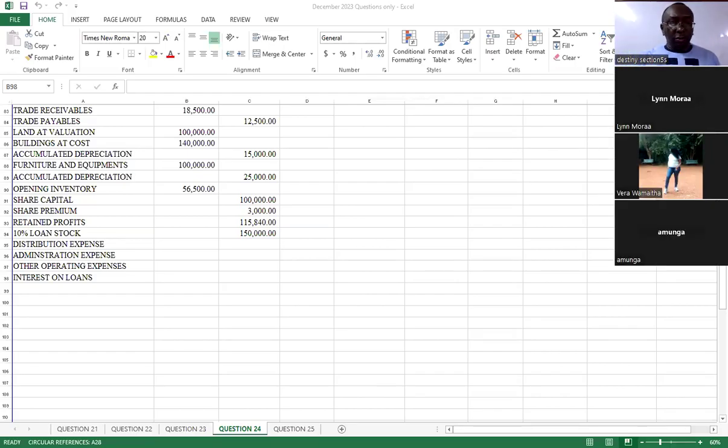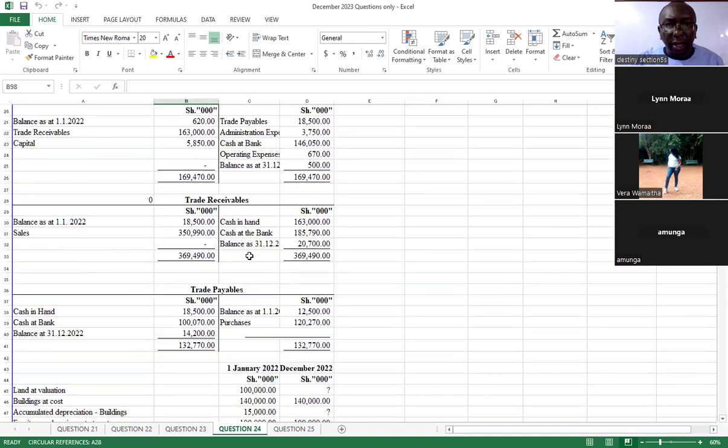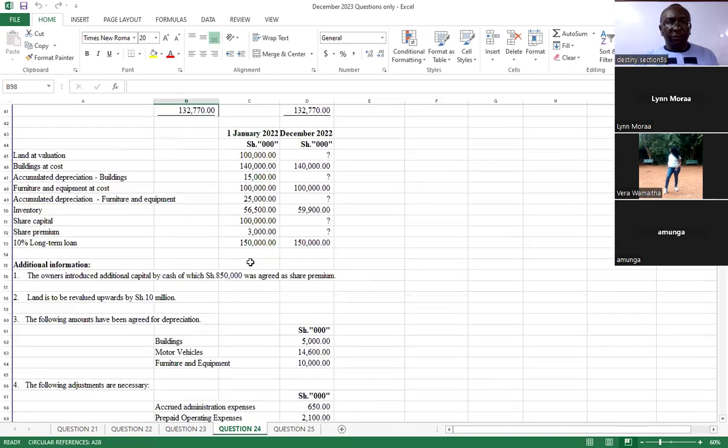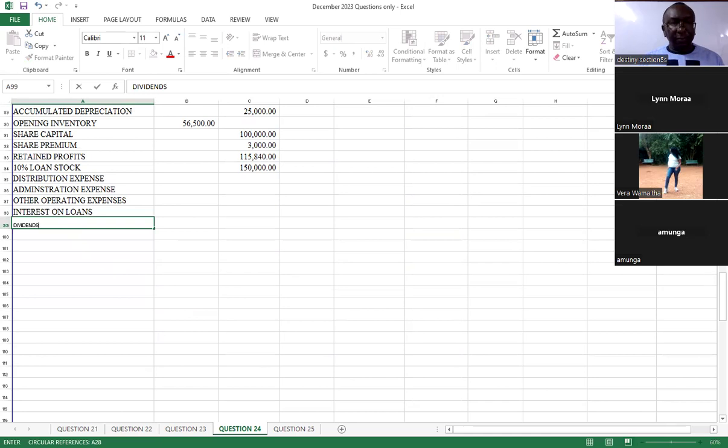So we continue. We were picking the items, interest on loan. I saw it was followed by dividends and motor vehicles. So I come here and say dividends. It is followed by motor vehicles.